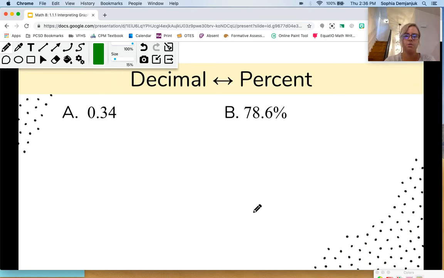So first thing we're going to go over is converting between decimals and percents. This one I like. I think it's one of the easier ones. If we have a decimal and we want to make it a percent, decimal to percent means that we multiply it by 100. Multiplying it by 100 just tells you move that decimal spot 2 places to the right. So 0.34 as a percentage now becomes 34%.